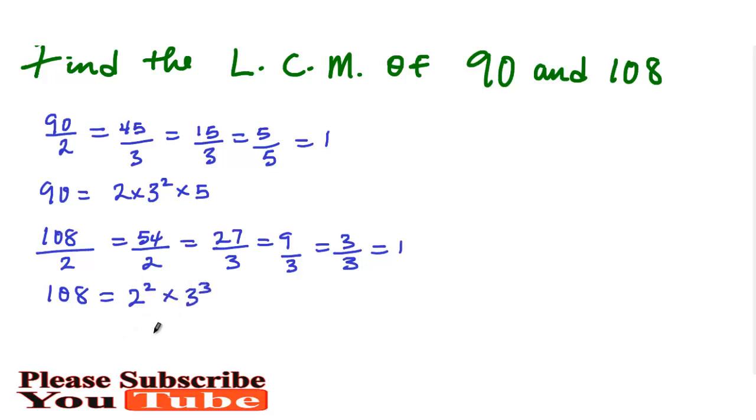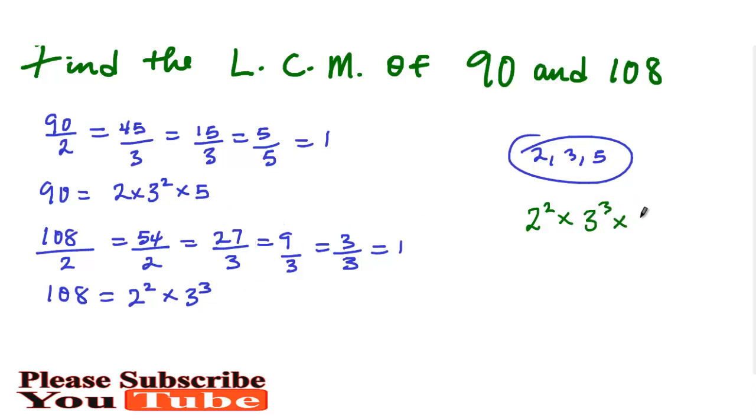Okay, so now from the definition I mentioned the other time, that LCM is the product of the highest power of the prime factors. So what are the prime factors? The prime factors here are 2, 3, 5, right? These are the prime factors. So we are now considering the product of the highest power. Between 2 and 2, which one is the highest power? That's 2 raised to power 2. So we have 2 raised to power 2 times. Then between 3 raised to power 2 and 3 raised to power 3, which one is the highest power? That's 3 raised to power 3. Then we have 5. We don't have 5 here. Then multiply by 5.